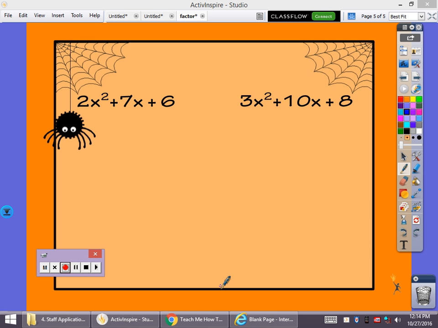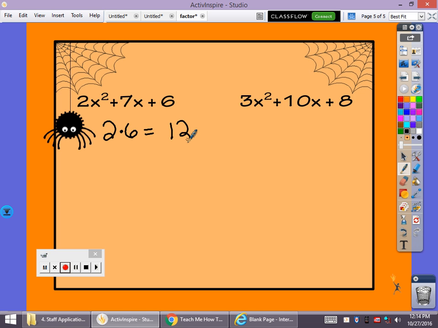Okay, so now we're going to deal with when the lead coefficient is not 1. So we have 2 and we have 6. I'm going to do 2 times 6 is 12. So it has to multiply to 12 and add to 7. It still has to add to the middle term. What are two numbers that multiply to 12 and add to 7?